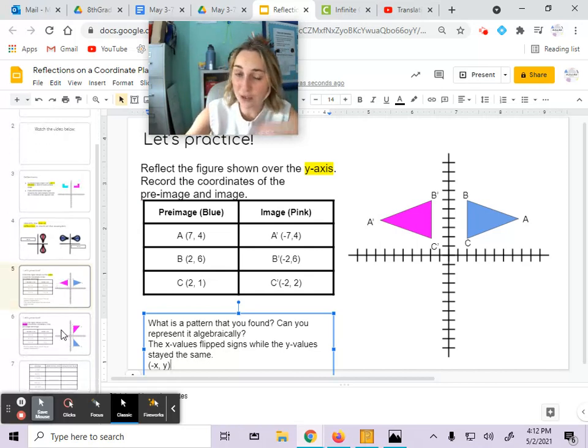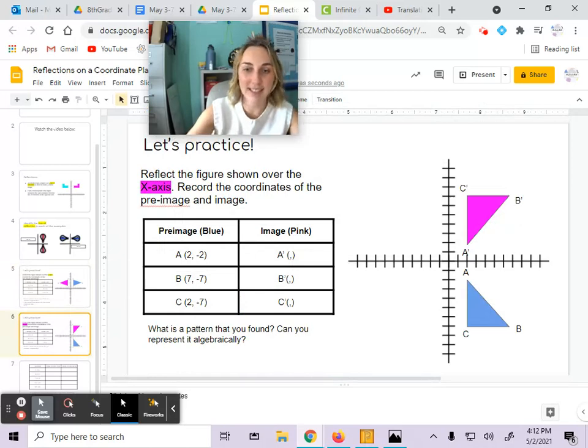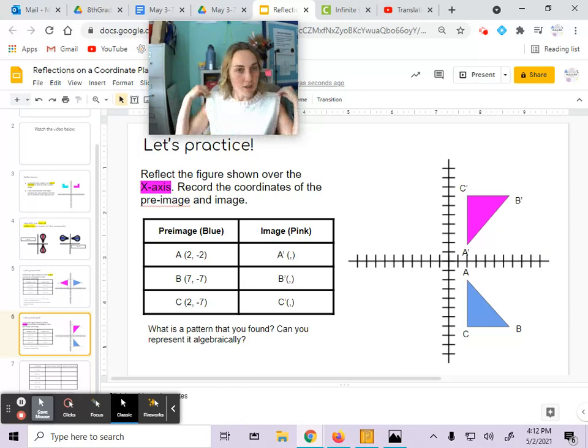So if that's the case for the y-axis, the x-axis, as you could probably tell, is going to be the complete opposite. The y values are going to flip, but the x values are going to stay the exact same. So let's prove that real quick. Here's another example where instead of flipping the figure over the y-axis, now our line of reflection is our x-axis right here. So let's go ahead and test our theory.